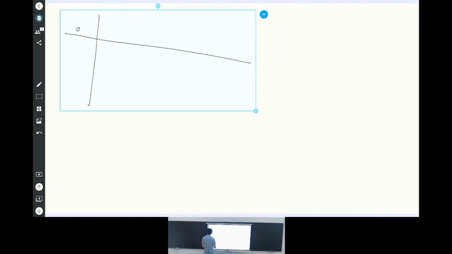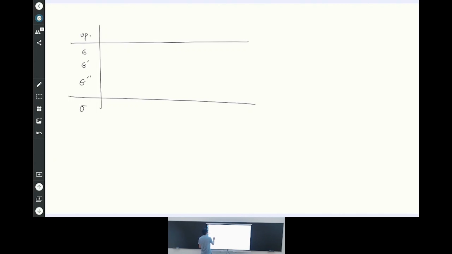Let me make a table to show you the conformal data. This is the operator: epsilon, epsilon prime, epsilon prime prime, and sigma, and many others. Say this is the scaling dimension from our model.